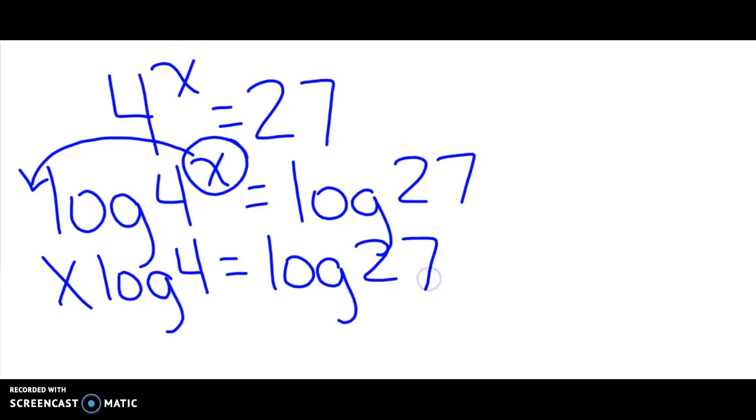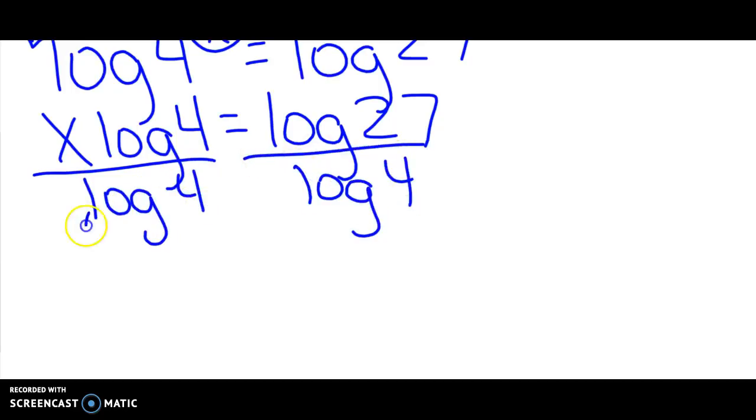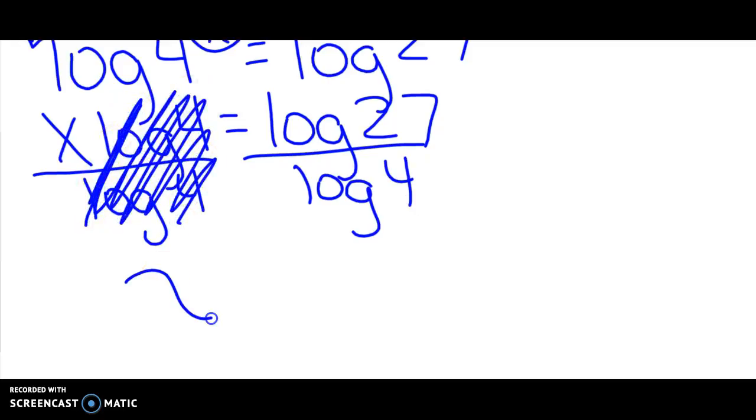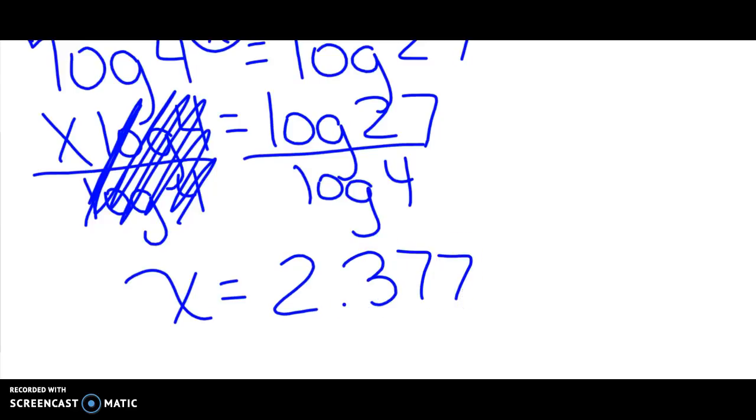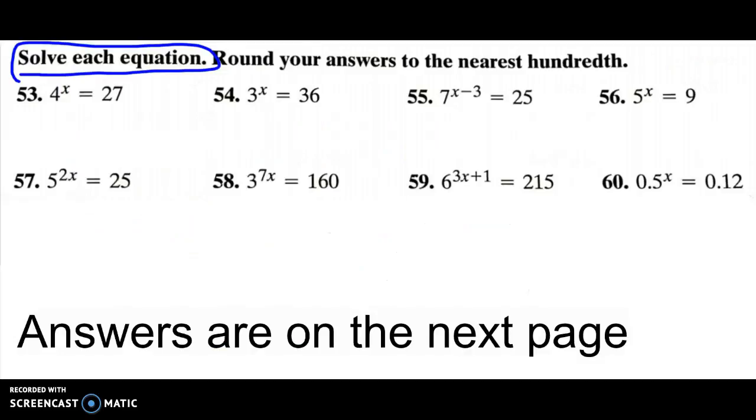Now remember, log of 4 and log of 27 are just numbers. So let's divide by the log of 4. These will cancel out because they're the same number. So we get x is equal to whatever that is when you put that in your calculator. I'm going to pause for a second. Okay, my calculator got 2.377. Try to go out 3 decimal places, and if you can go out one more, it's even better. 2.3774 would be your answer.